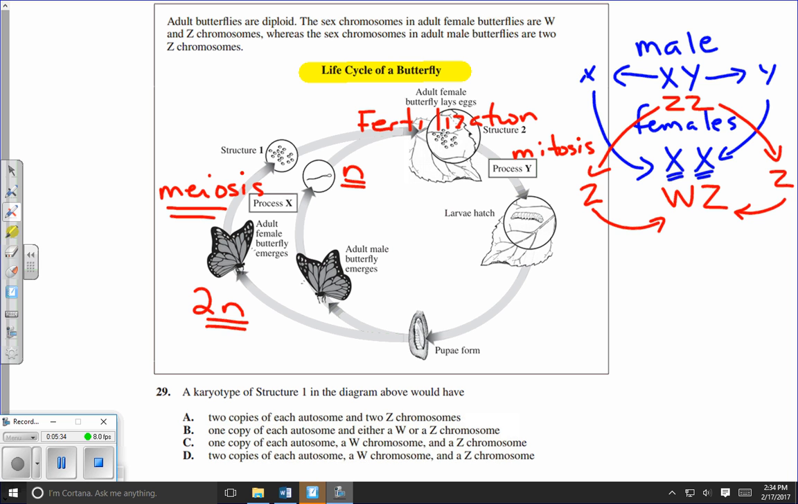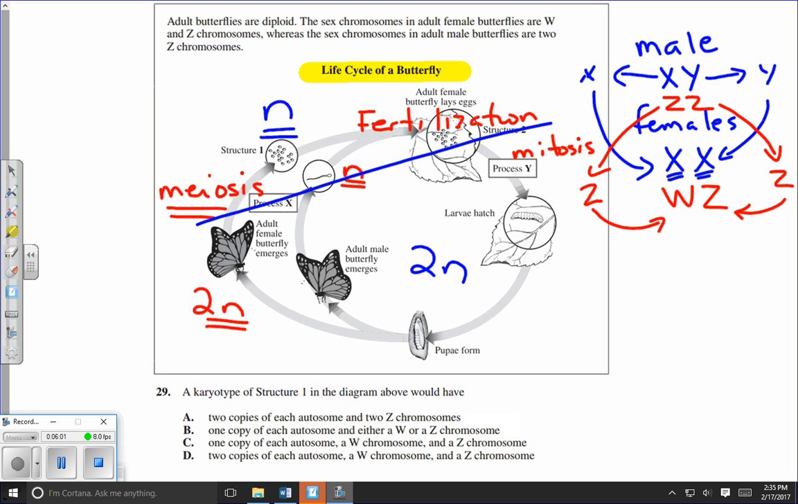So process Y is mitosis. Now, I'm going to go ahead and draw a line on this diagram. And this is what I do on every life cycle diagram. Whenever I see meiosis and fertilization, I just go ahead and draw a line between them. And the reason I draw a line between them is that it divides up my life cycle into a haploid phase and a diploid phase. And that means anything on this side of the blue line is going to be diploid. Anything on the upper side of the blue line is going to be haploid.